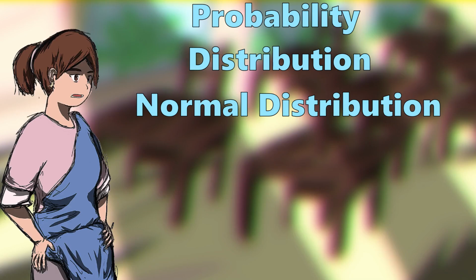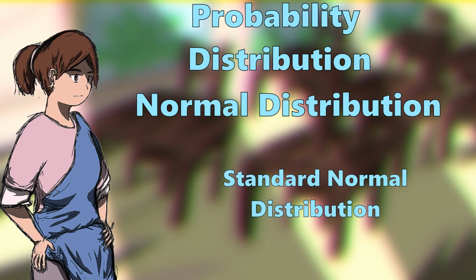Many natural and social phenomena follow a normal distribution, making it essential for inferential statistics. The standard normal distribution is a special case where the mean is 0 and the standard deviation is 1. To standardize any given observation from a normal distribution, we use the formula z equals the observation minus the mean, all over the standard deviation, which transforms data into a standard normal scale.